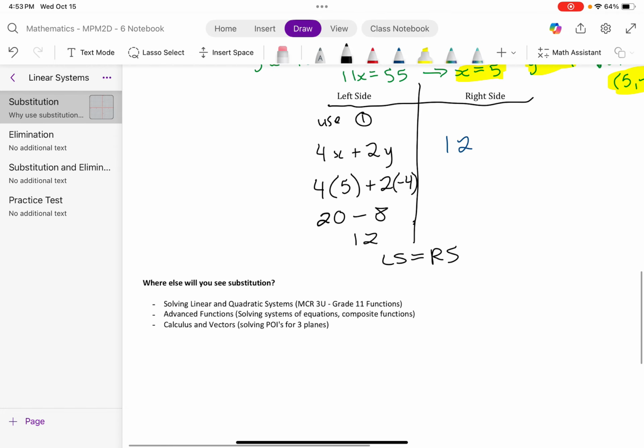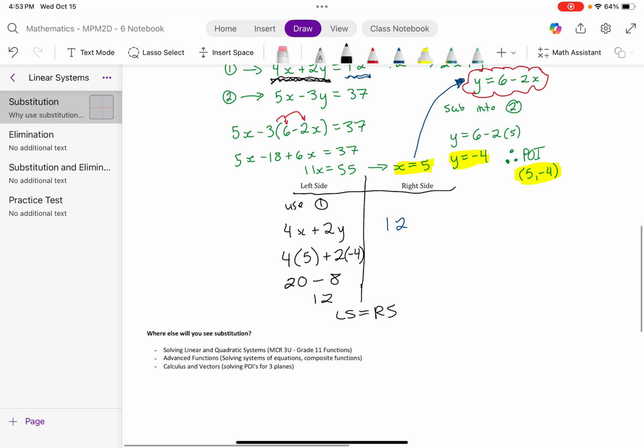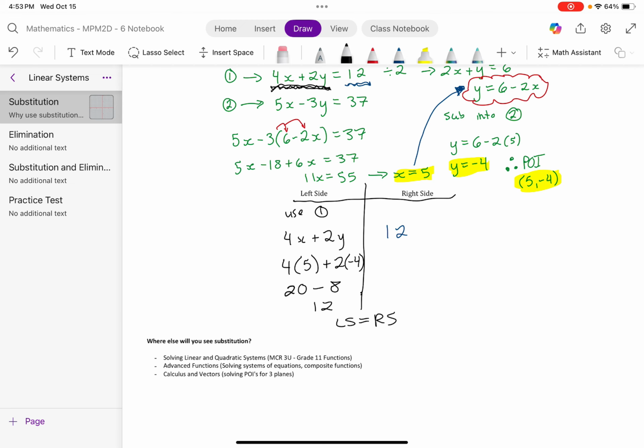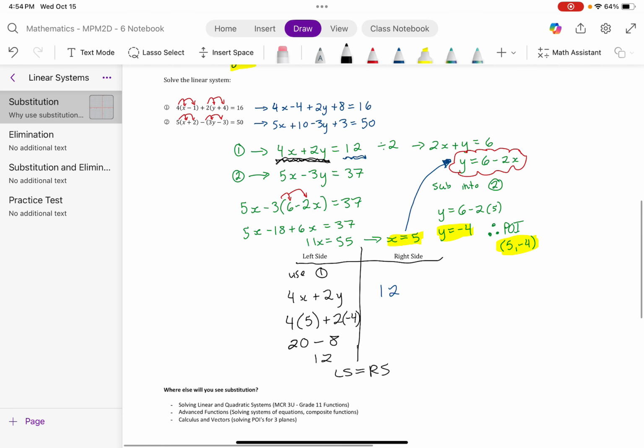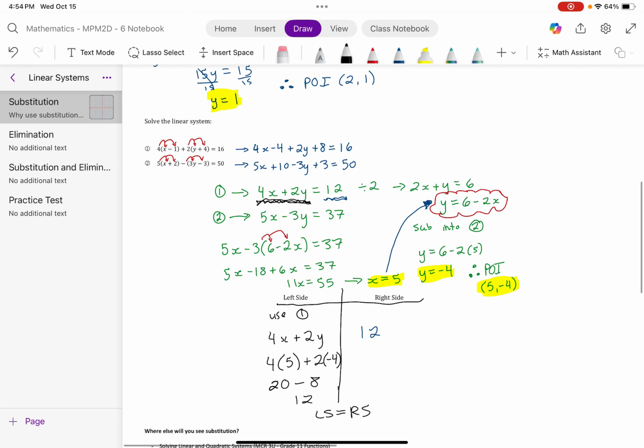Down the road, where else you'll see substitution is in grade 11 functions. You'd be doing substitution and elimination for a linear system and a quadratic as well, where you'd get 2 points of intersection. You'll use it throughout your entire time in high school with advanced functions, solving systems of equations, and calculus and vectors, where you're solving point of intersections involving 3 planes. So this is definitely a good base skill to have and to develop and to understand.